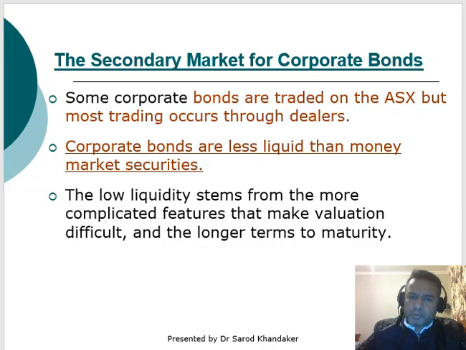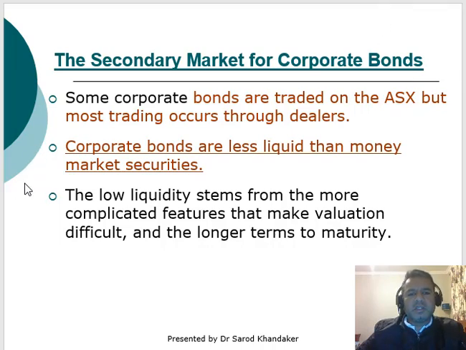The secondary market for corporate bonds. Some corporate bonds are traded on the ASX, but most trading occurs through dealers. Corporate bonds are less liquid than money market securities. The low liquidity stems from the more complicated features that make valuation difficult and the longer terms to maturity.